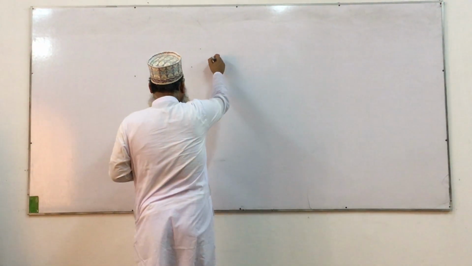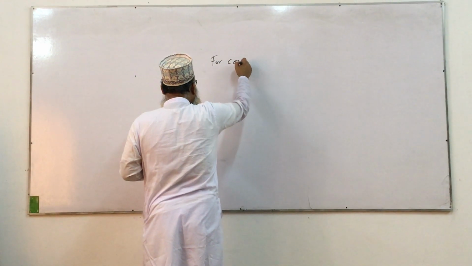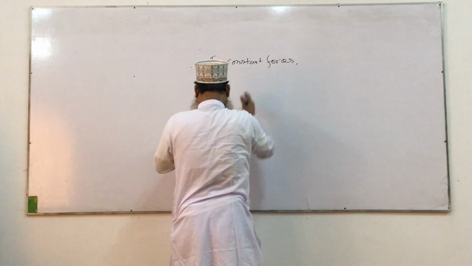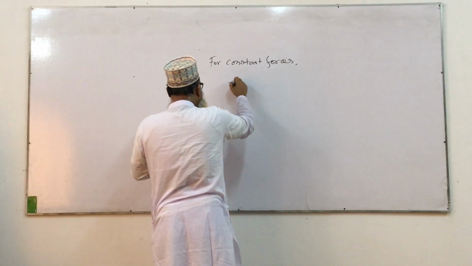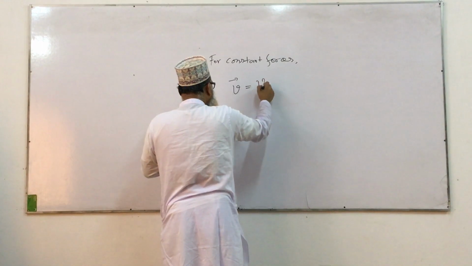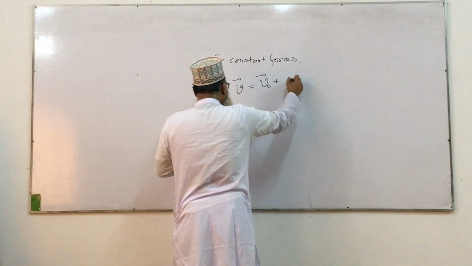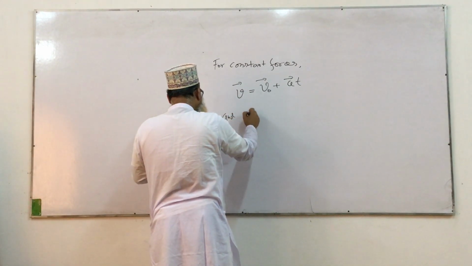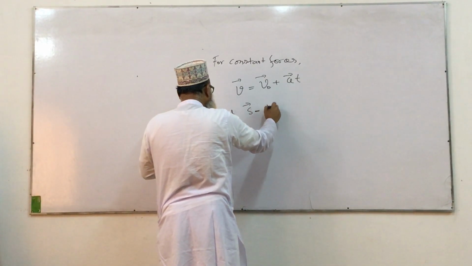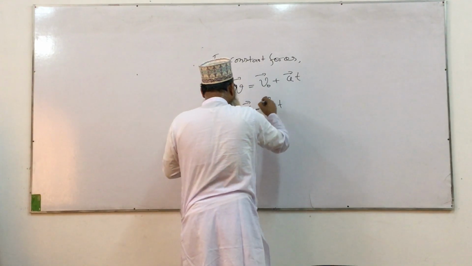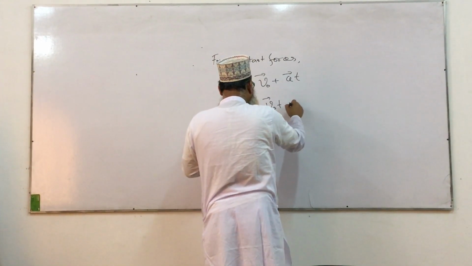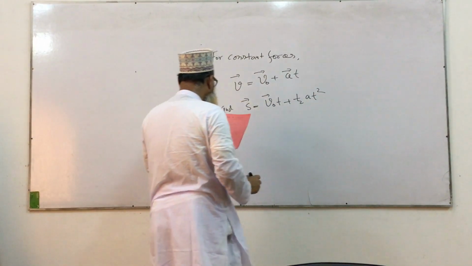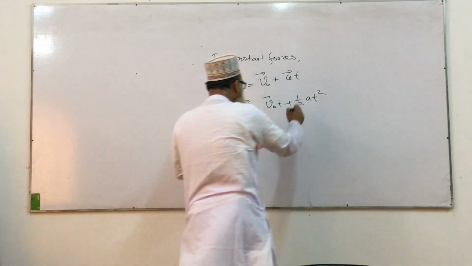Two simple formulas for constant forces. For constant forces, V, the final velocity, is V naught plus a vector t. Also, S, the vector displacement, is V naught t plus half a t squared. A is a vector.